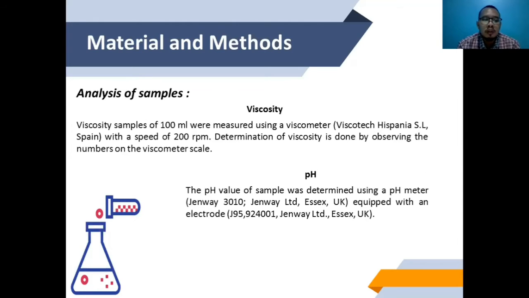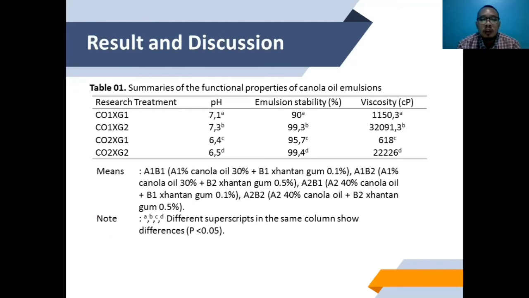For viscosity, a sample of 100 milliliters was measured using a viscometer at a speed of 200 rpm. Determination of viscosity is done by observing the number on the viscometer scale. The pH value of the sample was determined using a pH meter equipped with an electrode.